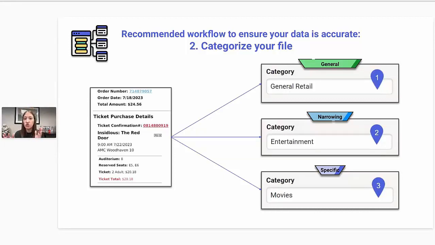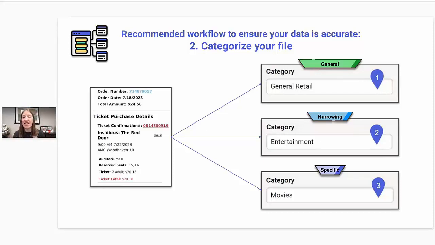I could go with a level 2 category for this, which would be something more like entertainment. Now when I run a report and I include this receipt within my report, all of my entertainment receipts are going to be separated out from my general retail receipts. And now I'm starting to piece together a picture of where I'm actually spending my money.